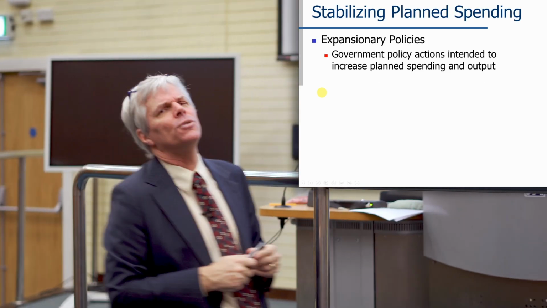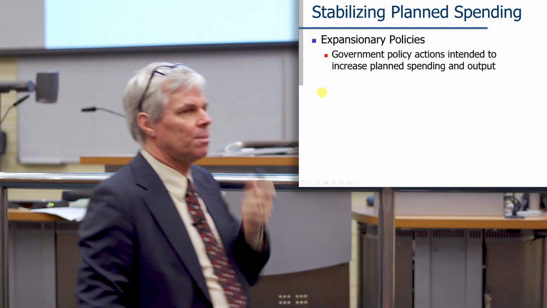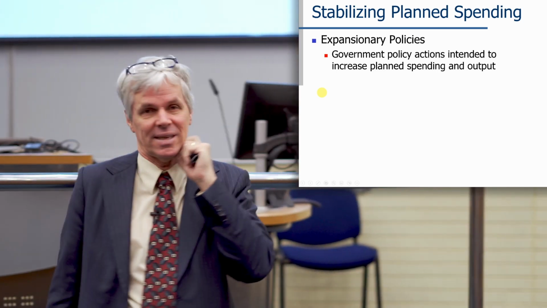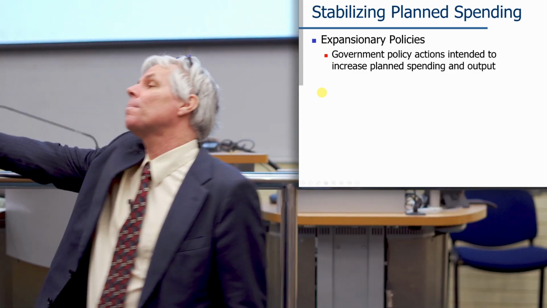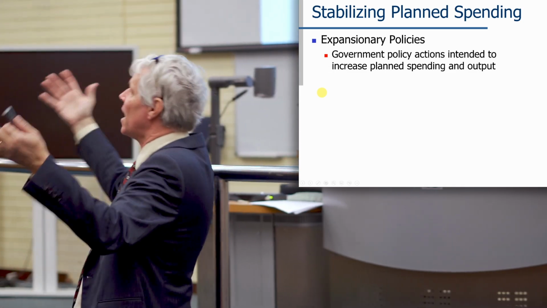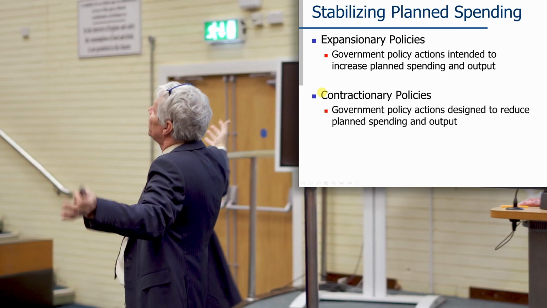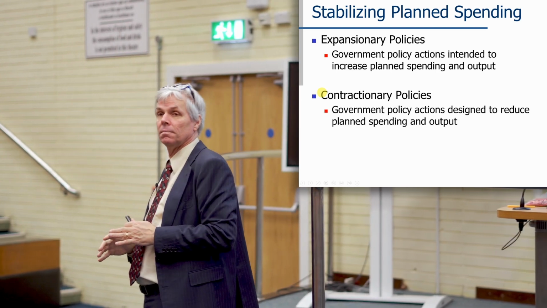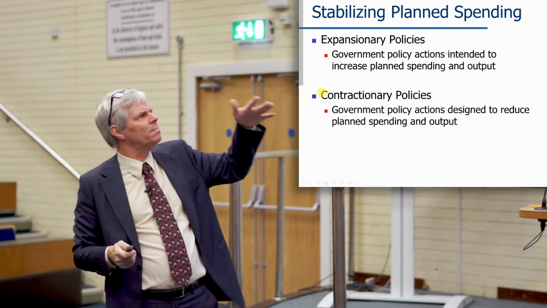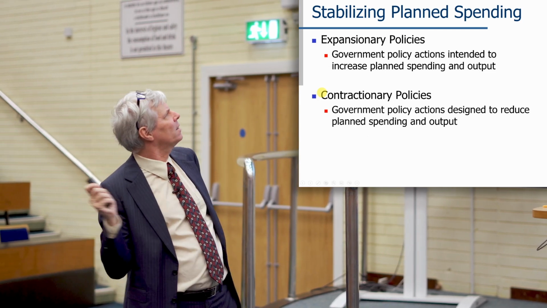Okay, so we're going to have two types of stabilization policies, and this is just so that we're all speaking the same language. We have expansionary policies designed to expand the economy, and we have contractionary policies designed to get output lower.